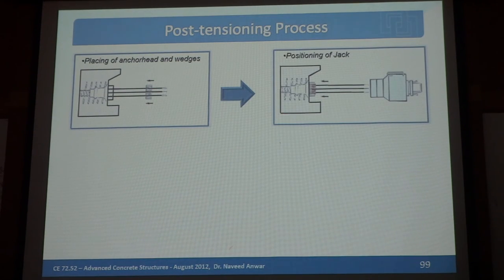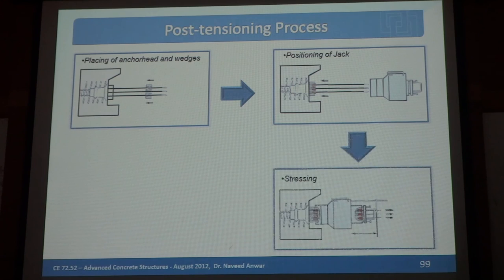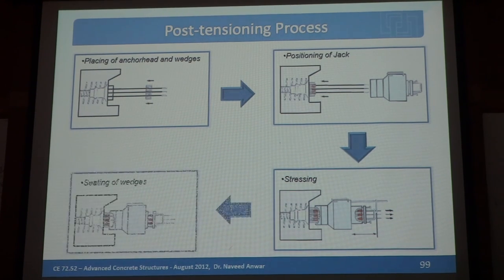These are the post-tensioning process. So you place the dead anchor, pass through that one, then you insert the jack, and then you anchor it, processing and then locking.